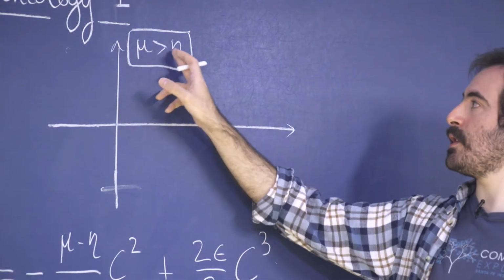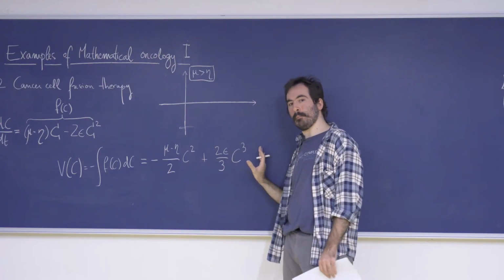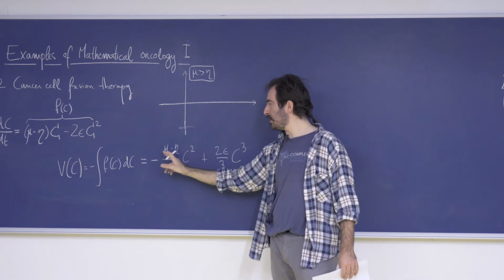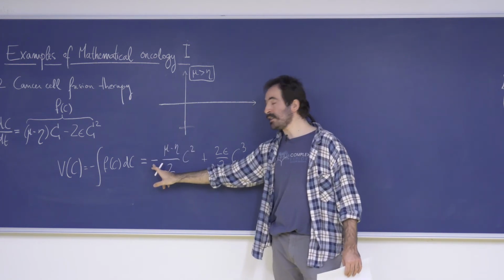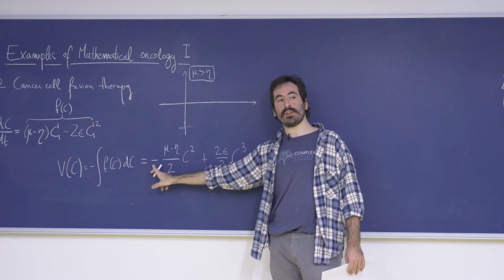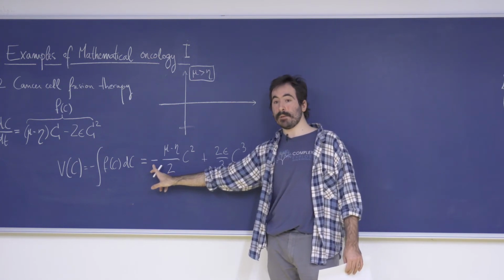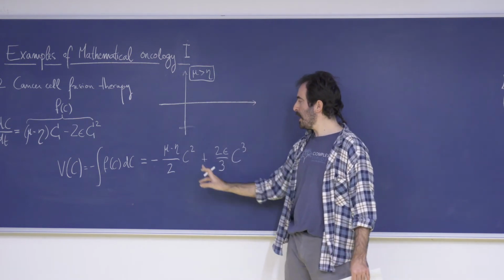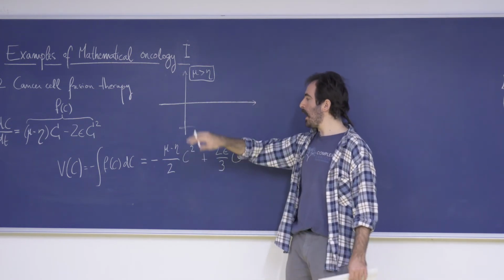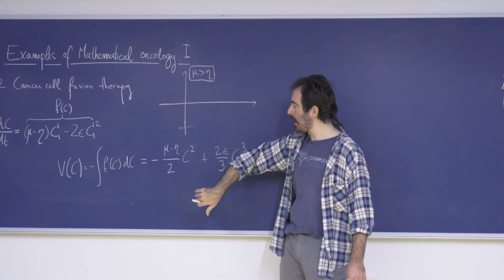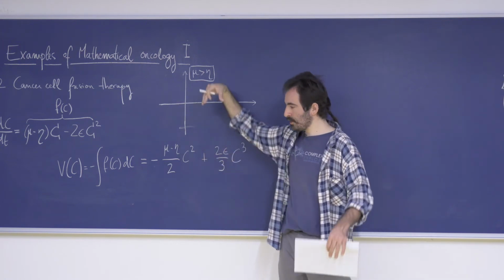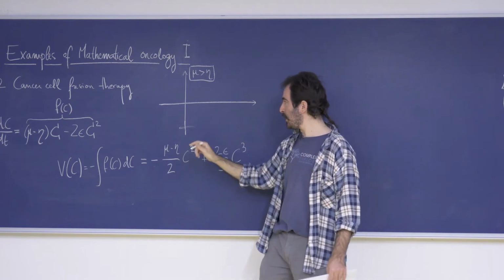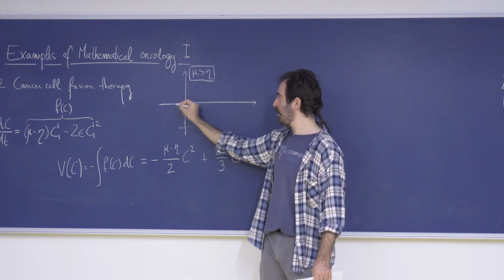First off, if mu is larger than eta, let's read out from our potential function. Mu larger than eta means that this term here is positive, which means that overall this term is going to be negative because of the negative sign that is carried from the integration for the potential function. This is therefore a parabola whose horns are pointing downwards, okay? So there's going to be some sort of a parabola over here.